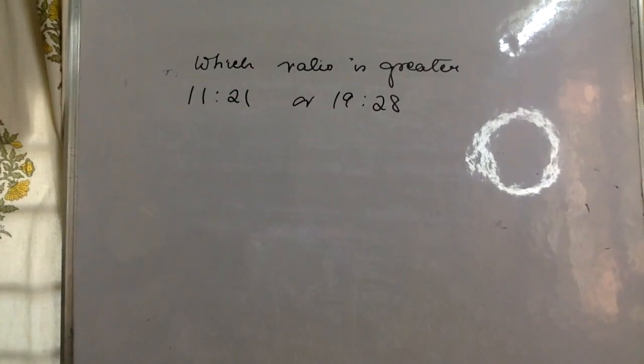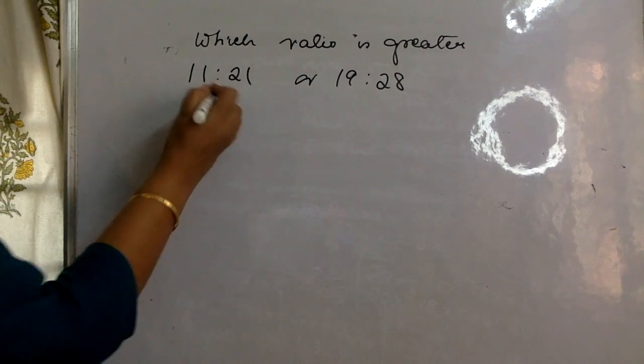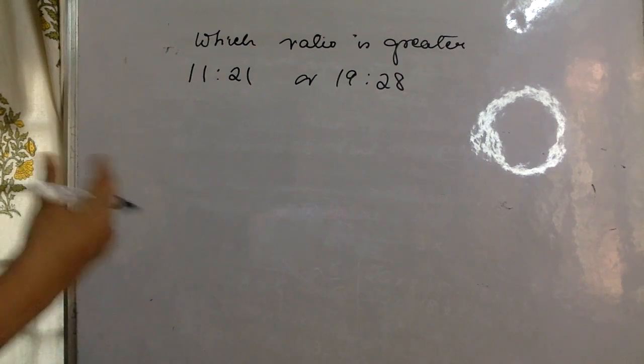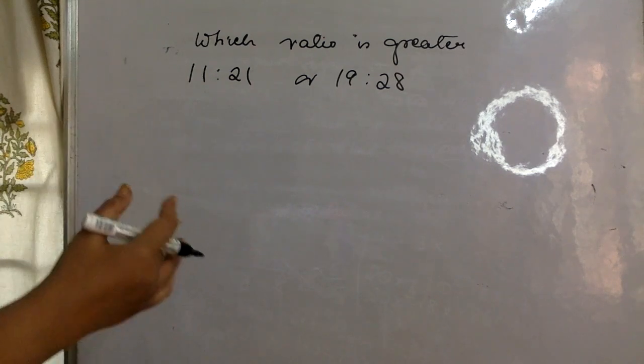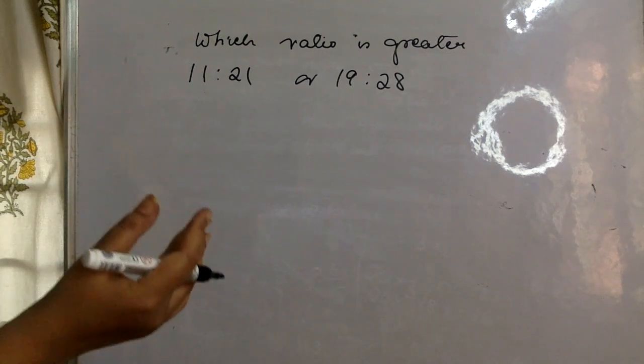Now here is a very commonly asked question: which ratio is greater, this one or this one? Two ratios are given to you. In other words, it is the same as asking which is a bigger fraction. Now here I want to tell you something. I really have to talk to you all about this.